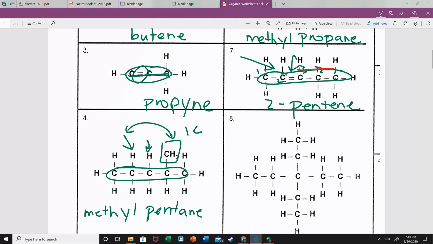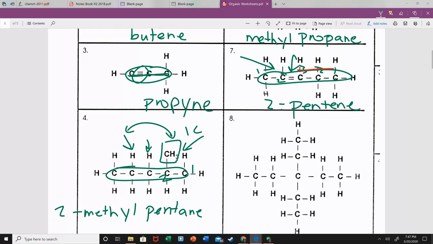So now I need to count, and I have to say what carbon is that connected to. So since it's closer to this side, I think I'm going to count from that direction. So it's carbon number 1, and then now this is carbon number 2. So then it is 2-methylpentane. So far, okay? That next one looks pretty awful, doesn't it? But again, we just follow our steps.